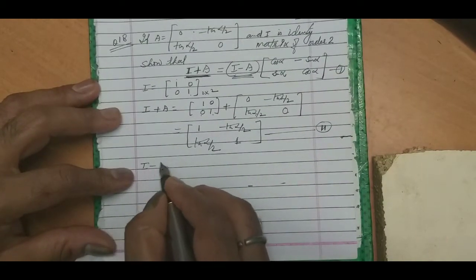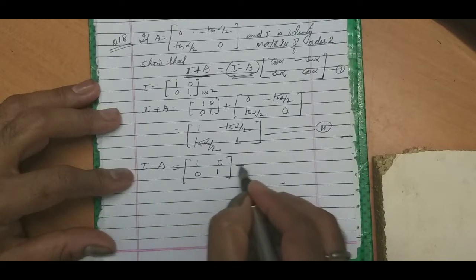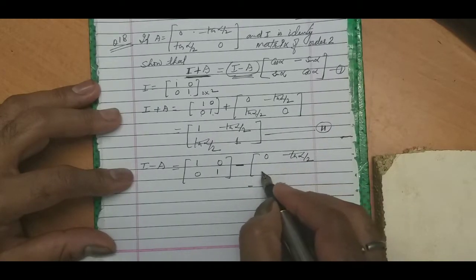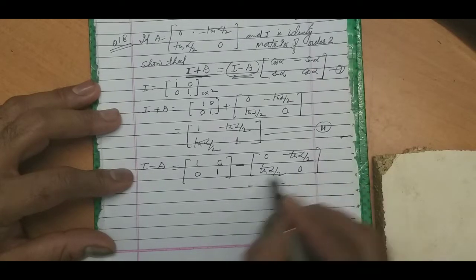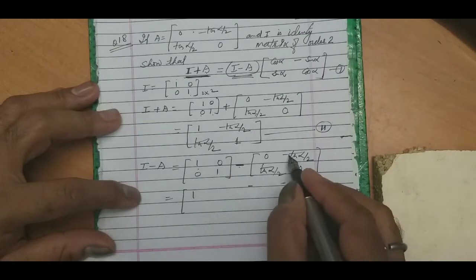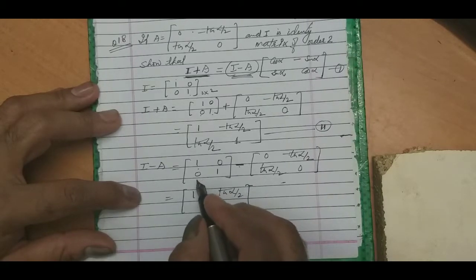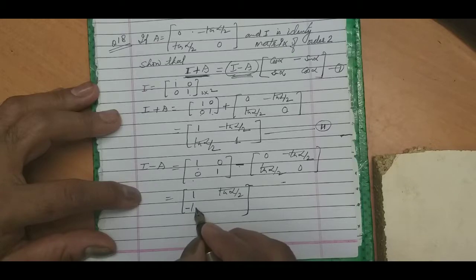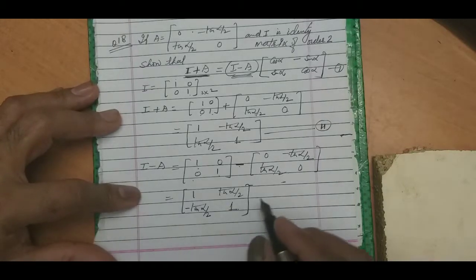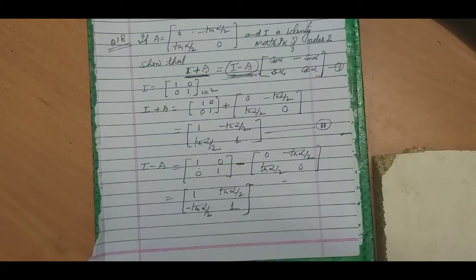So identity matrix minus A means 1 0 0 1 minus 0 minus tan alpha by 2, tan alpha by 2, and 0. So what we are going to do, 1 minus 0 is 1, 0 minus into minus plus, so it is tan alpha by 2, and then 0 minus tan alpha by 2, so it is minus tan alpha by 2, and 1 minus 0 is 1. So this is our another factor of this product which we are going to find out lastly.